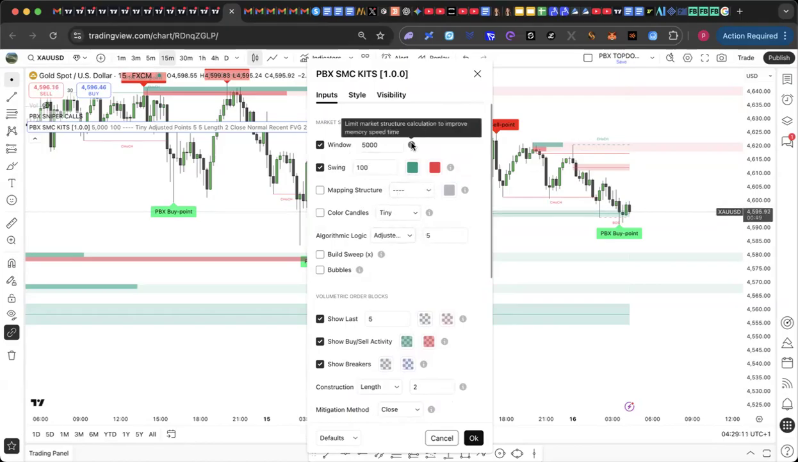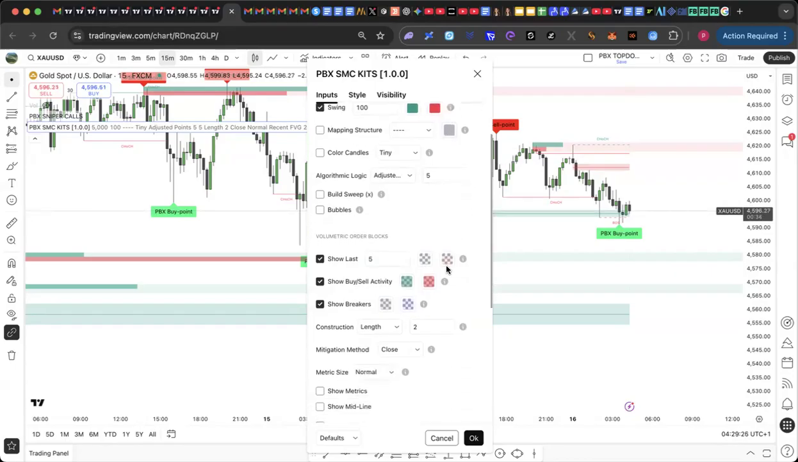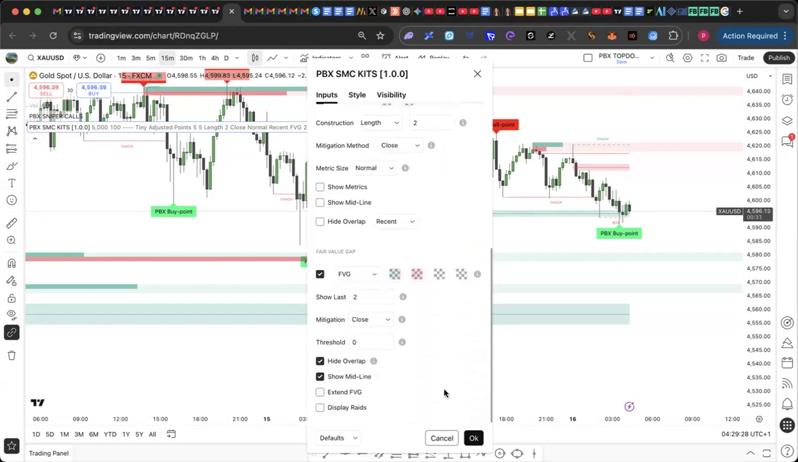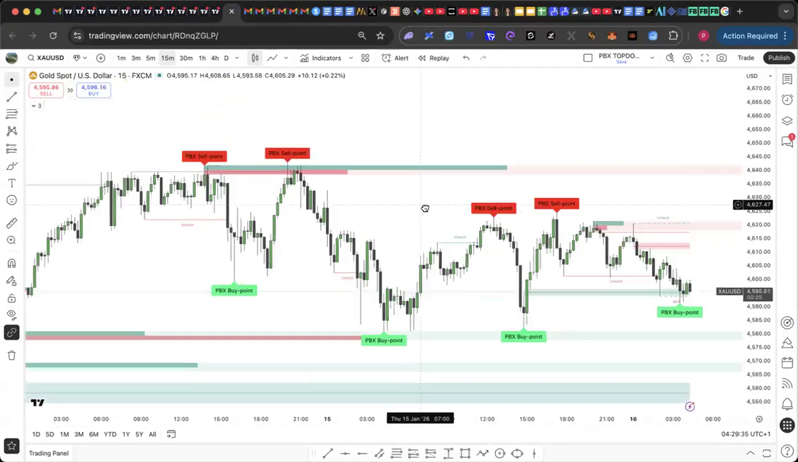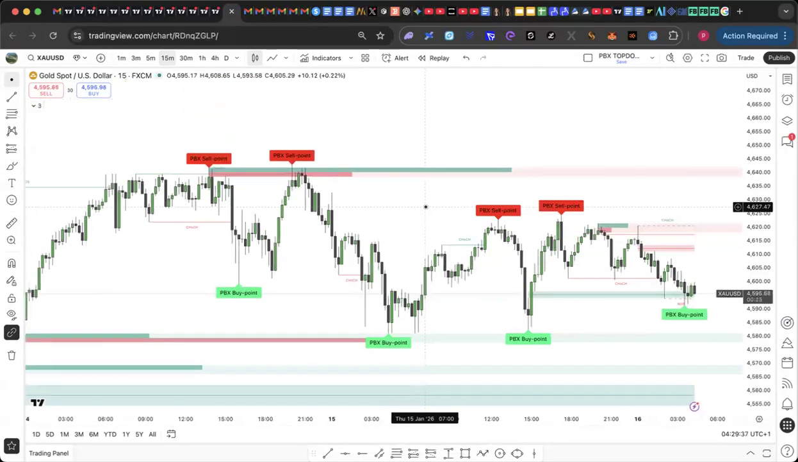We want to limit market structure calculation to improve memory speed, time, right? So all of these things, just allow them to be. Okay? Now, if you are done with all of these, then, ladies and gentlemen, you are good to go with your scanner. Make sense? So very neat. This is it. Your scanner is set up.